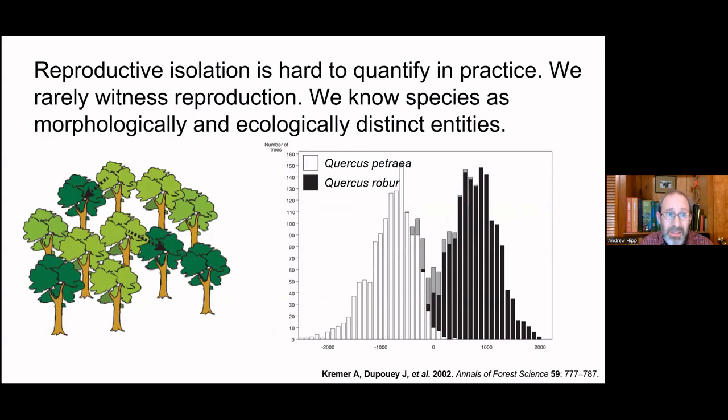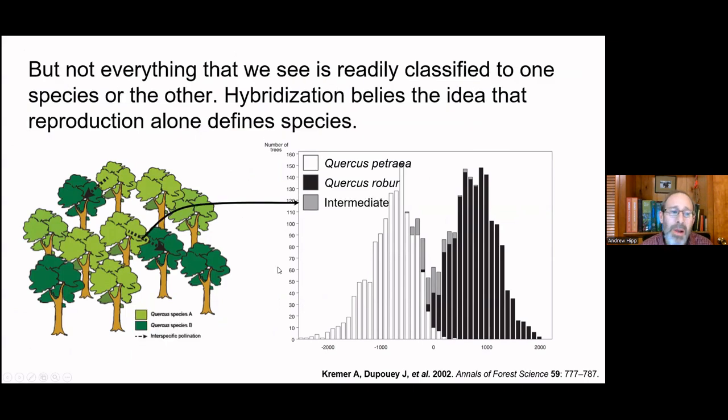When we talk about species, we're generally thinking of entities that are morphologically and ecologically distinct. So here we're looking at just some leaf traits. These numbers are abstract numbers representing differences between Quercus petraea and Quercus robur. These are two European species, the sessile oak and the pedunculate oak. But then some of them are intermediate. Those represent hybrids, because not everything we see in the world, especially in oaks, is readily classified as one species or the other. Hybridization belies the idea that reproduction alone can define species.